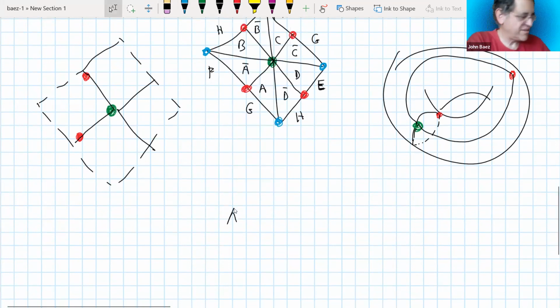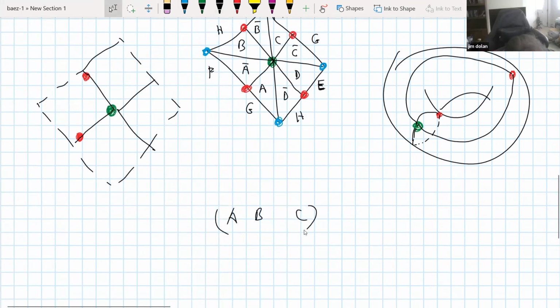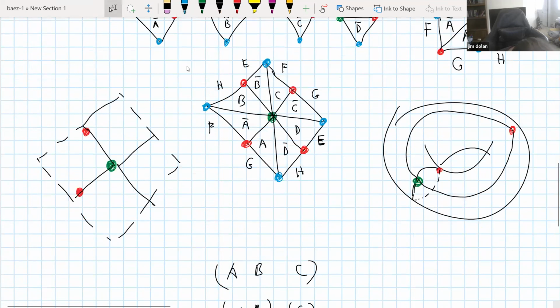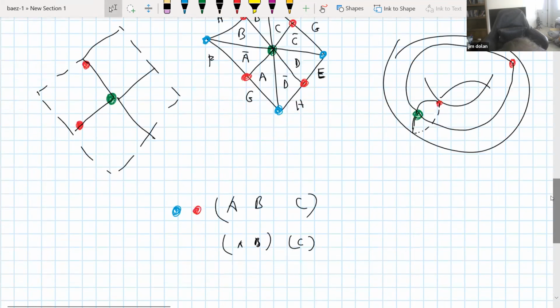Sounds good. So one of them is like that, and the other one's like that. And remember my conventions here. Blue, red was the rotation around the green. So this is blue, red. And this next one is green, blue.